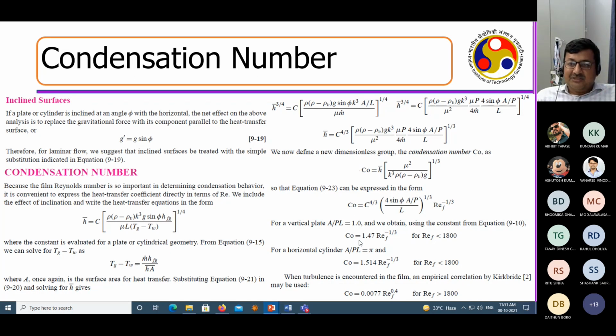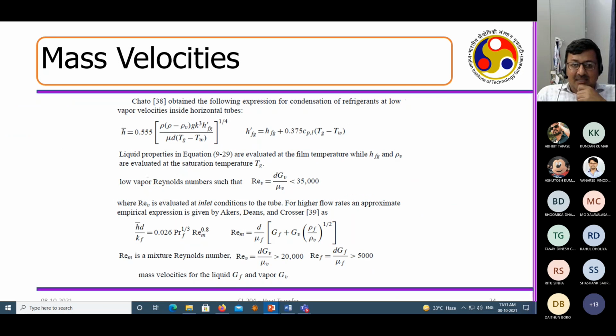So you may see the condensation number at different Reynolds numbers has different types of correlations for different geometries. This is for a horizontal cylinder. This is when turbulence is encountered in a film, so you use this sort of equation. A number of correlations relate the condensation number with the Reynolds number in order to model the condensation processes.